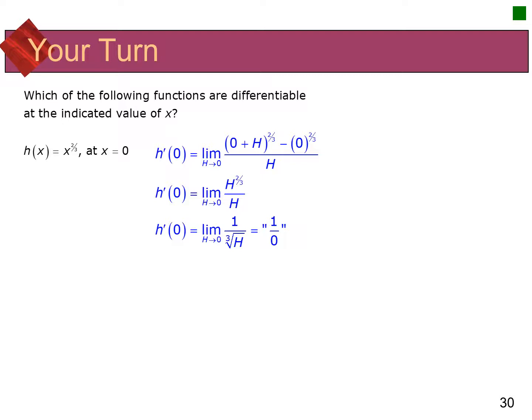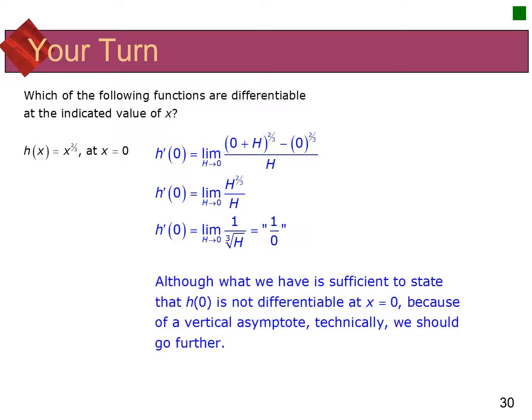Now, at this point, I do have enough to say that this derivative does not exist, because I'm going to have a vertical asymptote there. I've already more or less proven that I'm going to have a vertical asymptote, or a vertical line as a tangent. But I should go a step further and show this as well.